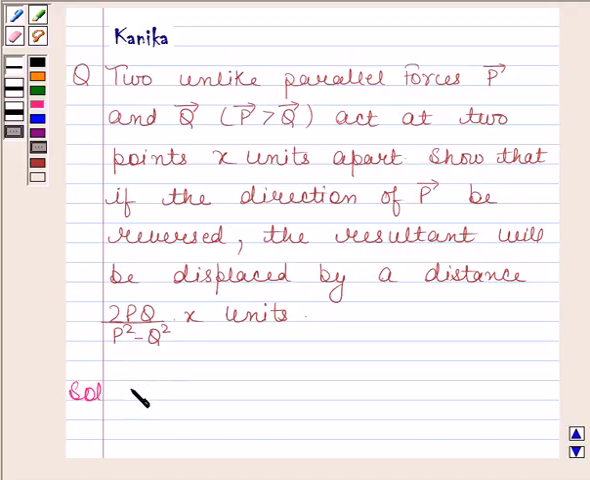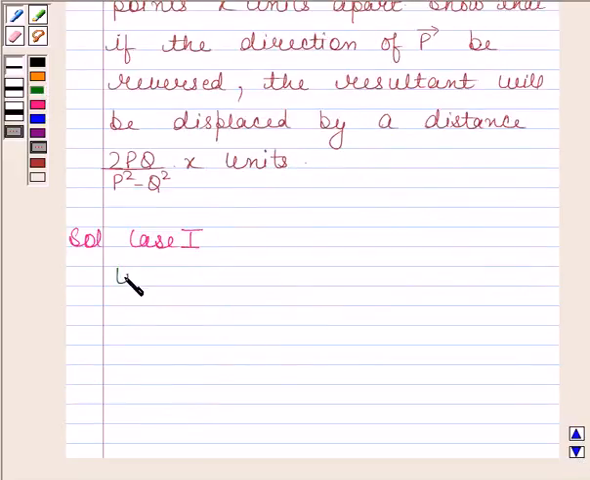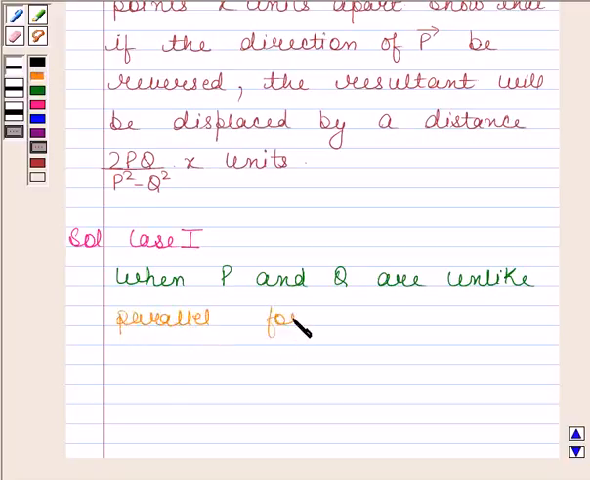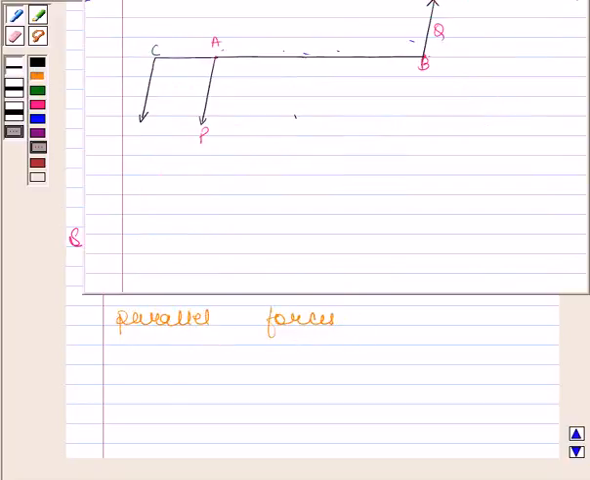here we will have two cases. In case 1, we have when P and Q are unlike parallel forces. Force P acts at point A and force Q acts at point B. Now, as in the question, we are given that force P is greater than Q, so the resultant of these two forces will act at point, say, C. And resultant will be equal to P minus Q.